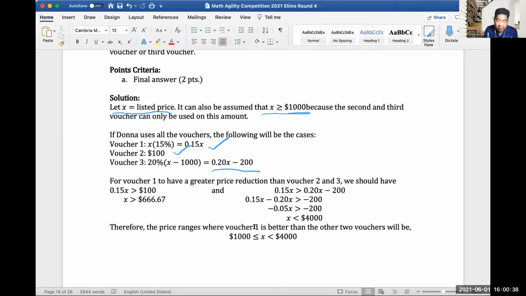So for voucher one to have a greater price reduction than voucher 2 and 3, we can have 0.15x greater than 100 for voucher 2, right? This.